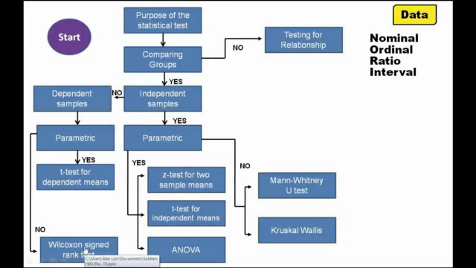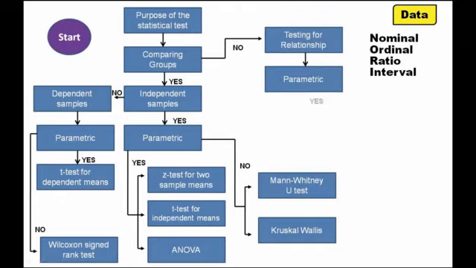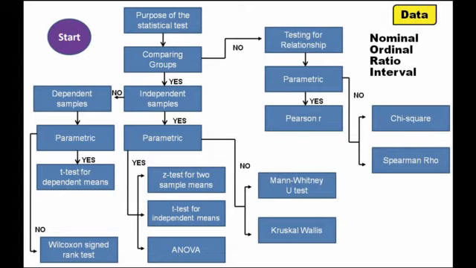Okay. Now, we are through with comparing groups. Now, we proceed on testing for relationship. For testing relationship, same thing, we do have the parametric and we do have the non-parametric. First, we go with parametric. Under the parametric, we do have the Pearson product-moment correlation. Pearson product-moment correlation is a test for relationship using ratio or interval data.